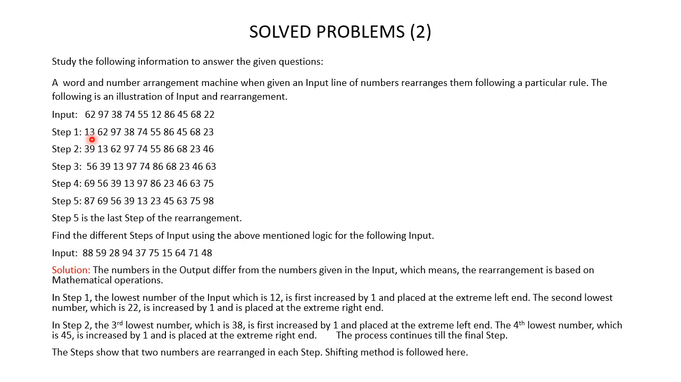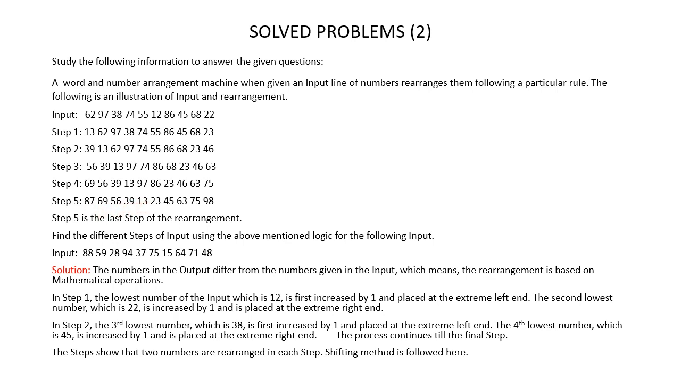As you can see in this example, 13 does not retain its position till the end. It keeps getting shifted to the next position in each step. Similarly for the other numbers. Also you can see that the rearrangement of numbers is in the order 13, 39, 56, 69 and 87 at the left end. And as you can see in the output, this is in the reverse order of the output. So the rearrangement is not from 87 to 13 of the output, but it is in the reverse order from 13 to 87 of the output.